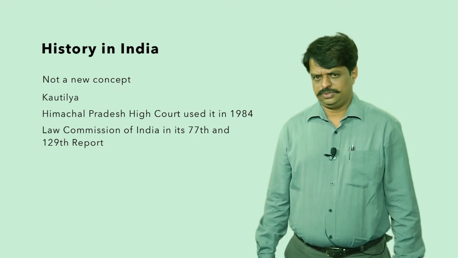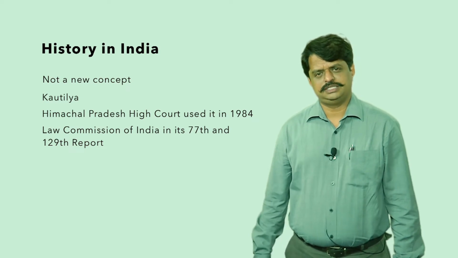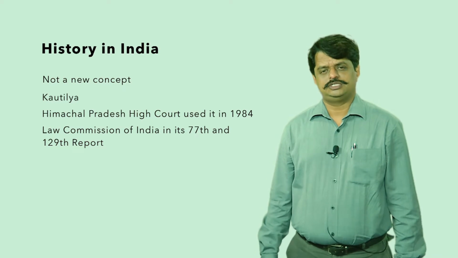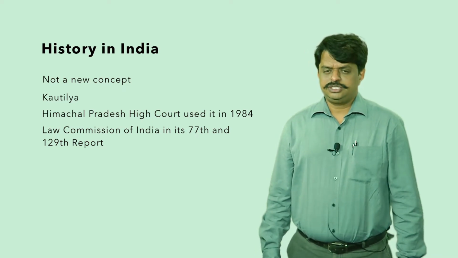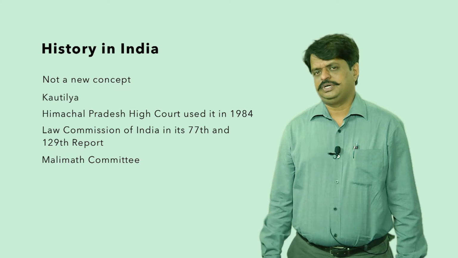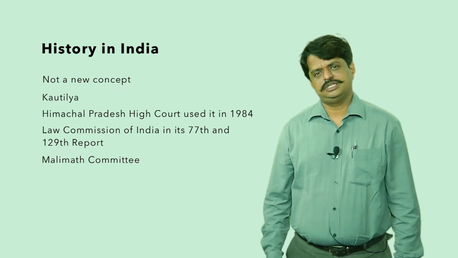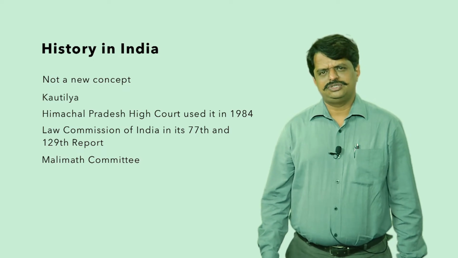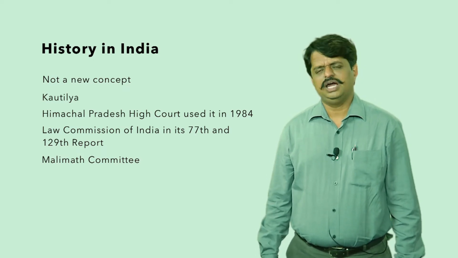The 77th and 129th reports of the Law Commission suggested that we should go for conciliation as one of the important modes for settlement of disputes. In addition to the Law Commission, the Malimath Committee also recommended conciliation. They went a step further and stated that conciliation could be part of the criminal justice system also, where they tried to introduce the plea bargaining concept, and they were successful in introducing it. So, these ideas, the conciliation courts by the Himachal Pradesh High Court, the suggestions from the Law Commission and the Malimath Committee, did not come from a vacuum.